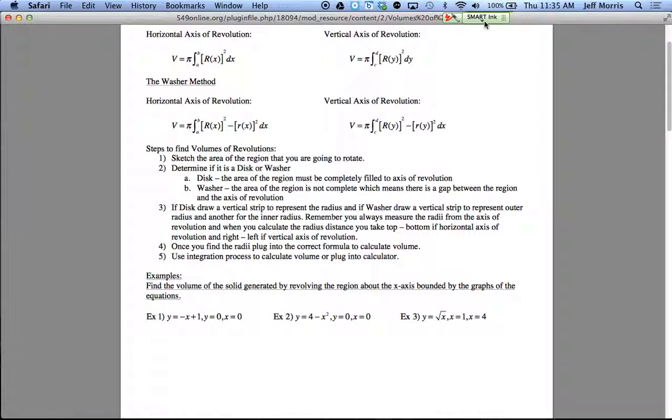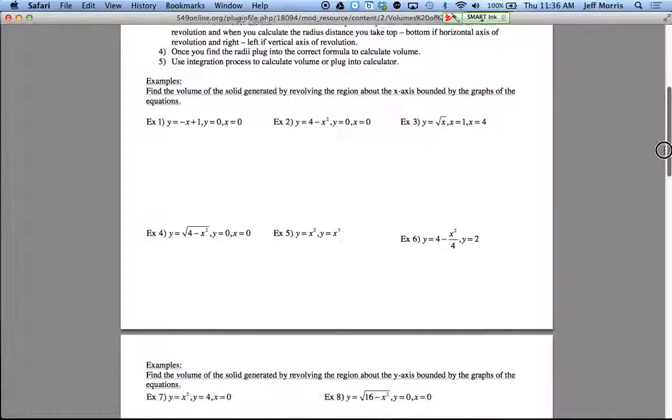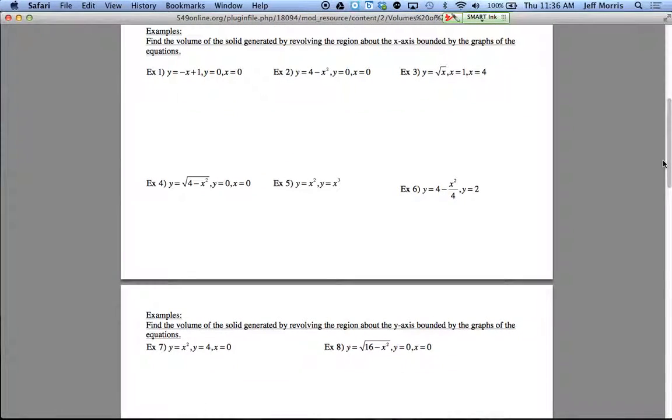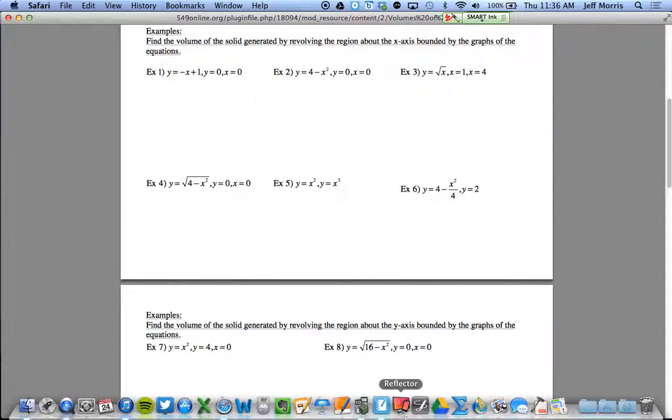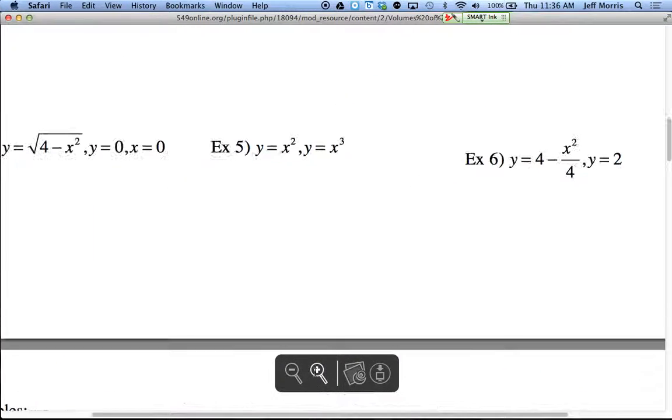So let's set up the first 3, and then we'll stop and take a break for lunch. We did example 1. I had just gotten done with 1 before we left. So I'm going to pick up with example 2. I'll do 2 and 3, and then we'll go to lunch.